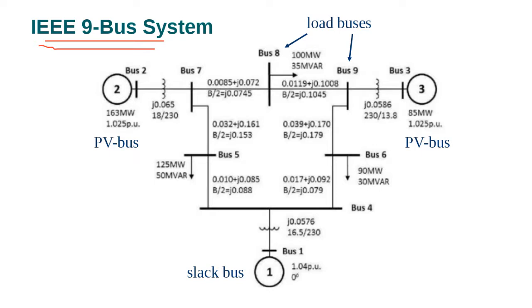So they have the 14, they have the 30 bus system, and they have the 9 bus system, so they can use it. And when you read, you can compare your results with other authors. So that's why we use the IEEE 9 bus system or the 14 bus system. It's common.